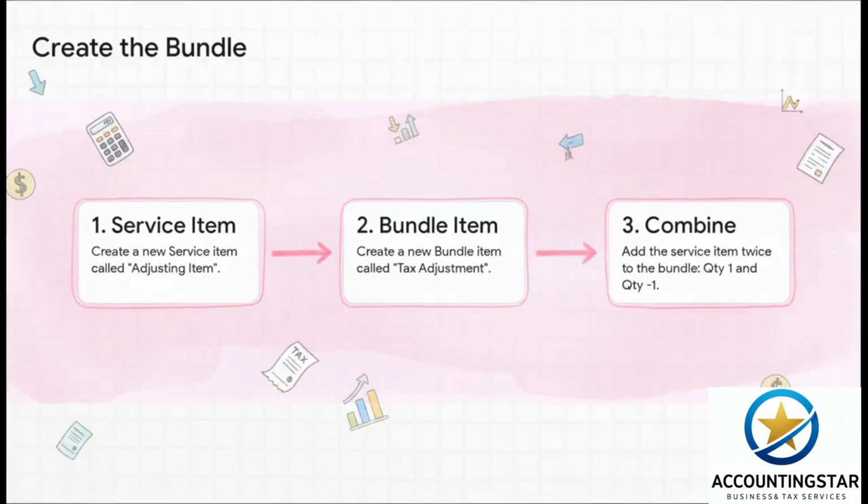Now, this is a little one-time setup that you can then use forever. You're basically creating a special bundle item. The real magic is in step 3. The bundle has one positive and one negative of the exact same item. They're designed to perfectly cancel each other out. You'll see what I mean in a second.